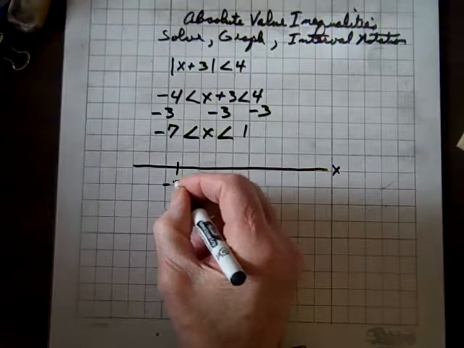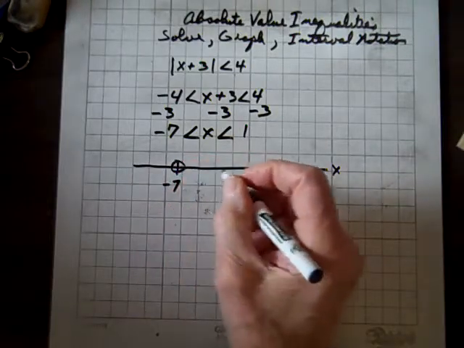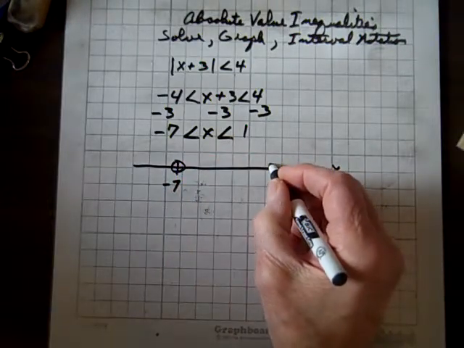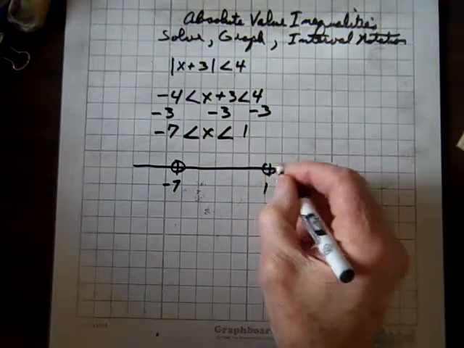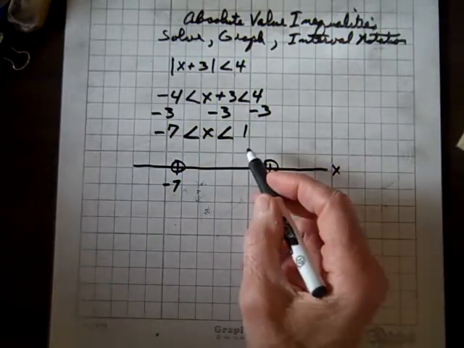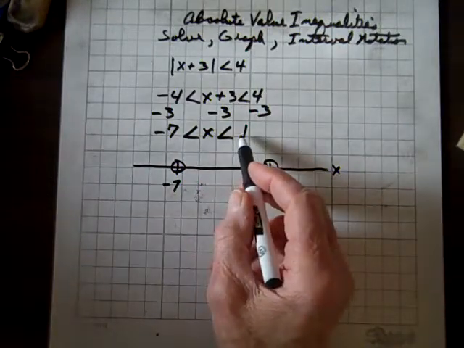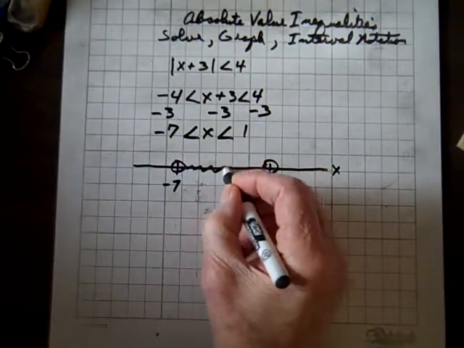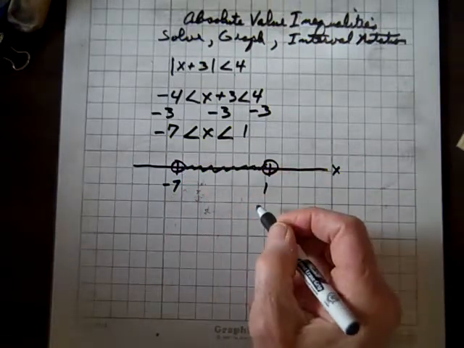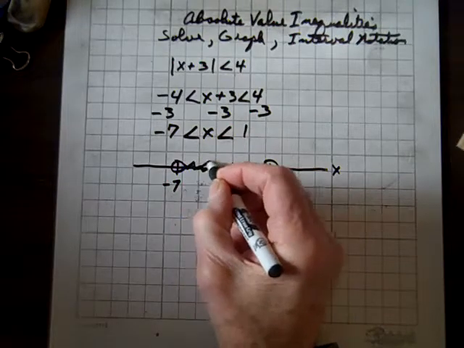Now we're ready to graph, and so we'll do a number line, x, and we've got a hash mark at -7, open circle, and a hash mark at 1, another open circle, no equal signs associated, and x is all the values between these two numbers. So there's our solution graphically.